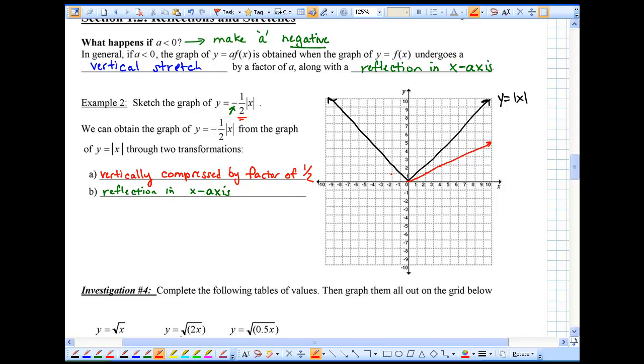Now once again, you don't have to do it in 2 steps. If you can do it in 1 step, go ahead and do so. But most of you are learning this for the first time and you don't want to confuse yourself, so don't.